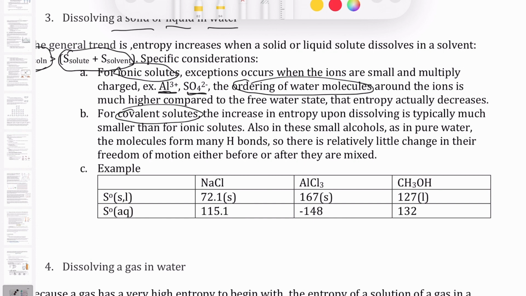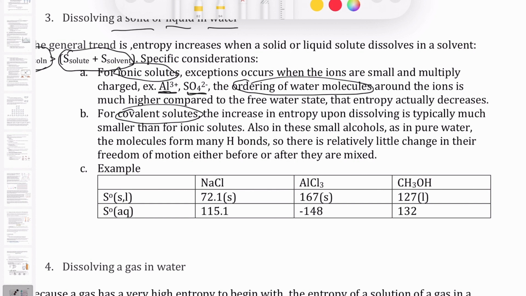For covalent solutes, you'll see some change as well when you take, for example, alcohol, which is a covalent substance, and mix it with water. You'll see that the entropy will increase. However, the change is not as big as with an ionic substance. The reason is that with an ionic substance, you're completely separating the ions, whereas with a covalent solute, the separation is not as dramatic, okay?